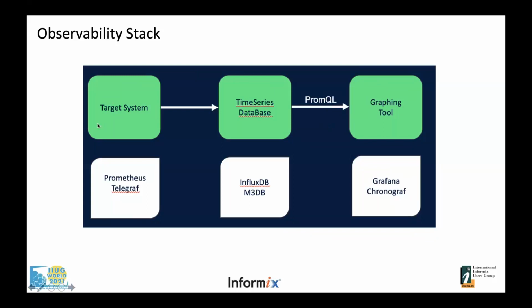There are multiple products available for pulling or sending the metrics, Prometheus being one, Telegraf being the other. Similarly, for time series databases, there are a lot of open source products available in the market, InfluxDB and M3DB and whatnot. The same is the case for graphing tools. There are various products available, such as Grafana and Graph, and a host of other tools as well. In our solution, we are using Telegraf plus M3DB and Grafana.